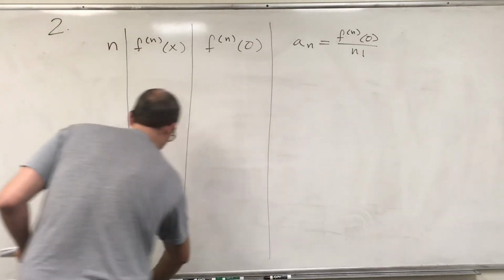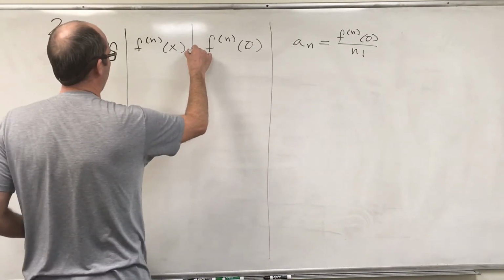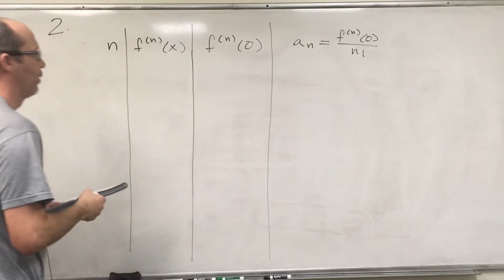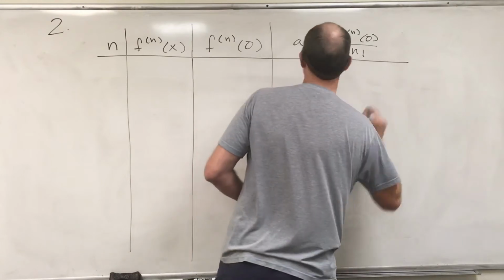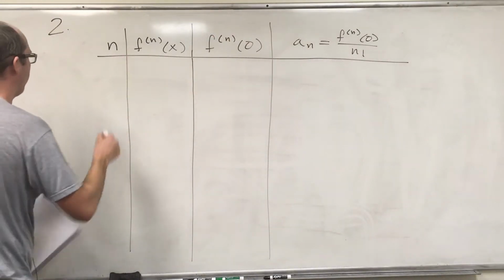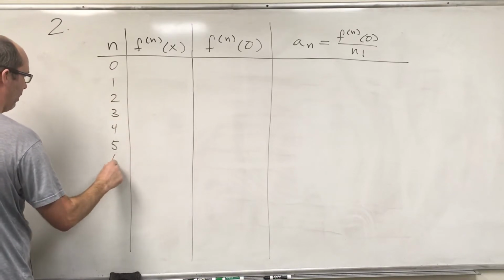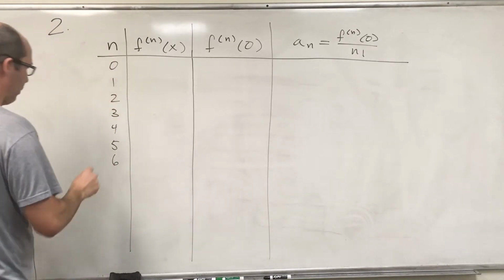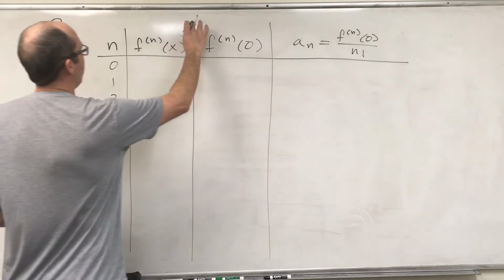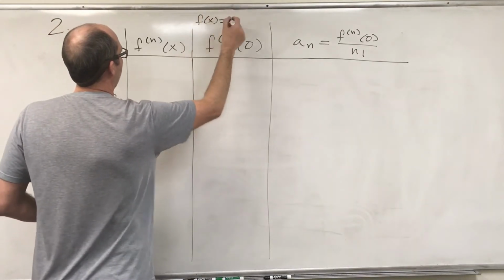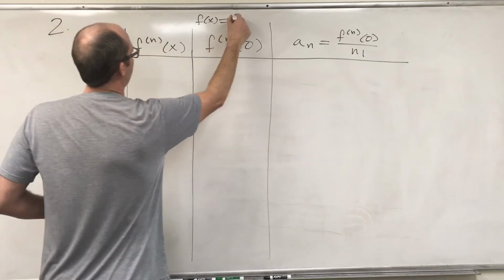Now, I'm not going to do them all. I think once we do a few of them, we'll start to see a pattern. Once we see that pattern, then we can generalize the pattern. Okay, let's do 0, 1, 2, 3, 4, 5, 6, and we'll see if that's enough. All right, so remember, for this problem, f of x is sine x.